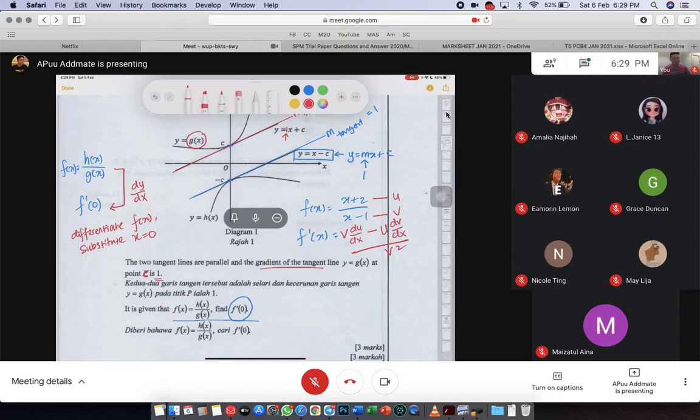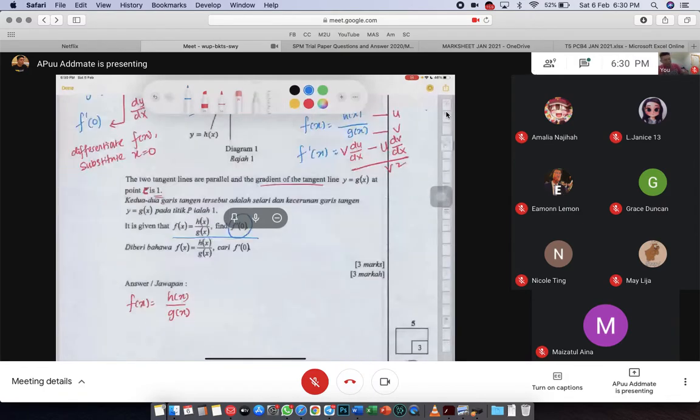Correct? Okay, now imagine that the x plus 2, I change it to hx. Then the x minus 1, I change it to what? To gx. Like that. So, can we substitute into the formula? So, how do I put it in the formula? v is gx. Okay, so you look.